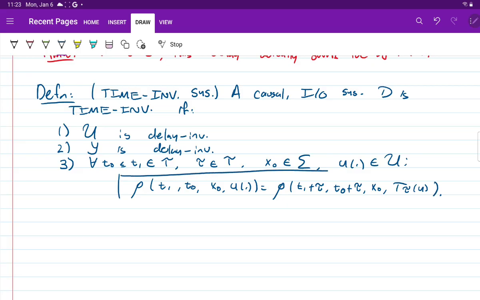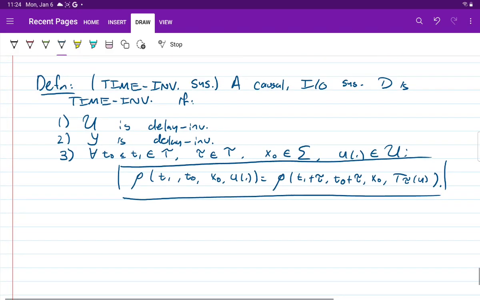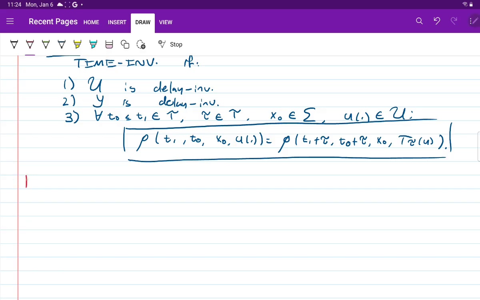So what this effectively says is that if we shift all of our data by a time tau, we should get the same output behavior. Fantastic. So let's get a quick intuitive idea for what this sort of behavior looks like. Let's sketch out an example of a time invariant system.